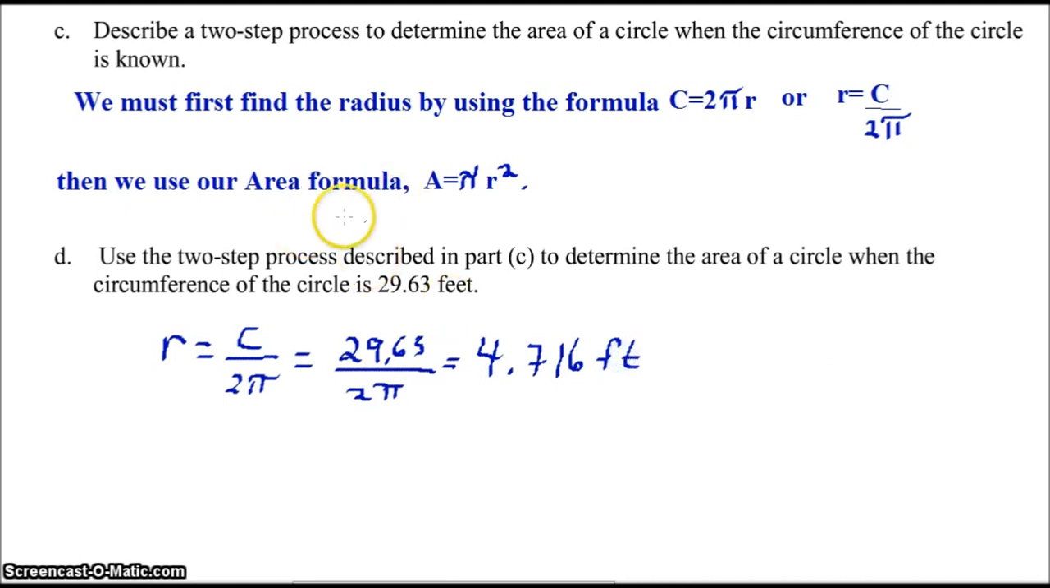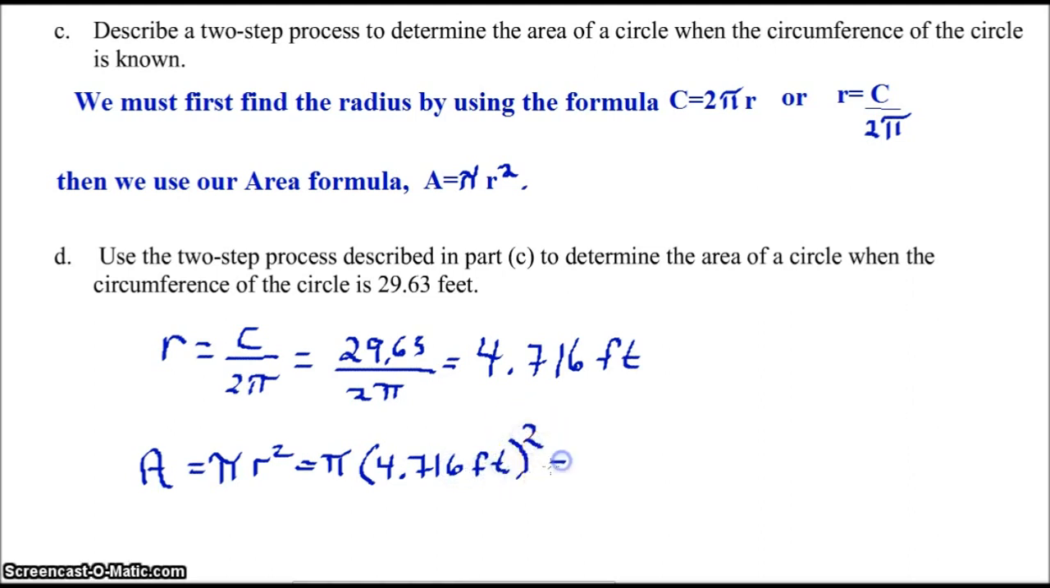And then we go to our area formula, A equals pi r squared. And we know that r is 4.716 feet. Notice that we square those feet so they become feet squared in our final answer, which, using the calculator, is about 69.86 feet squared.